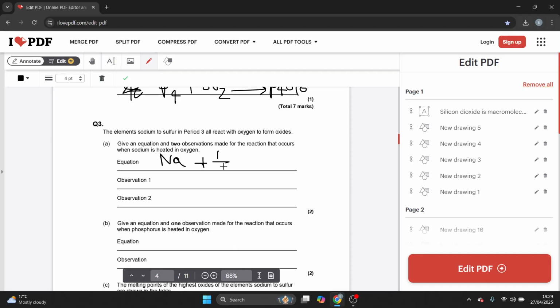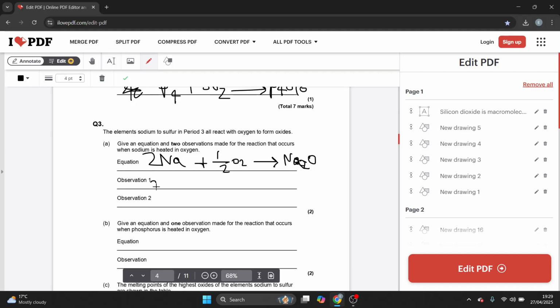Na plus a half O2 to form Na2O. Therefore I need a 2 here as well. It doesn't ask me for state symbols, so I don't need to do it. 2Na plus half O2 gives Na2O. Observations, this is a difficult part, and I need to review them.